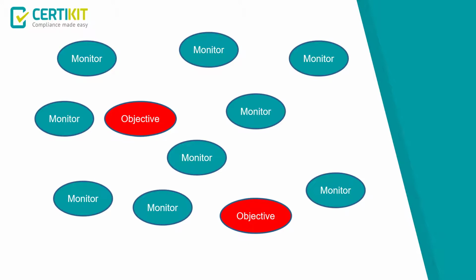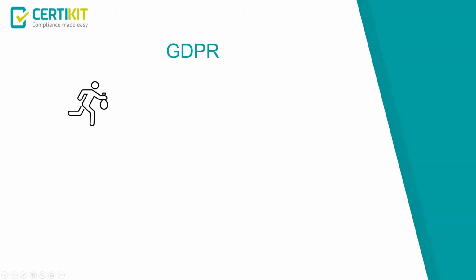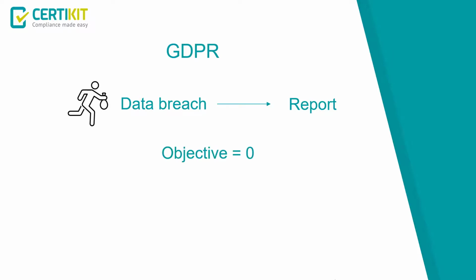Let's look at a couple of more examples. If you're subject to the GDPR or similar data protection legislation, you will need to monitor the number of data breaches that are reportable to your data protection authority. So, by law, you have to monitor, measure, analyze, and evaluate such breaches. But what about an objective? Maybe your objective is 0.